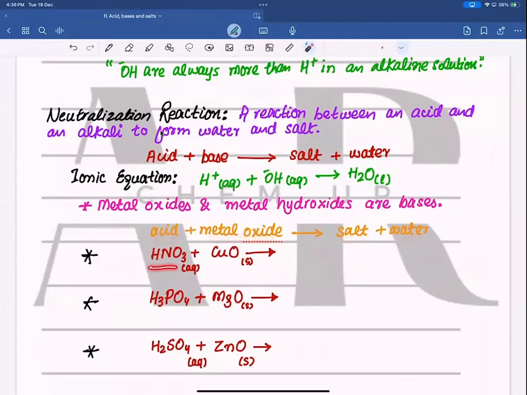So here, if you see, this is one acid, which is nitric acid. Then we have phosphoric acid, and then we have sulfuric acid. Then we have metal oxides. In the first reaction, we have copper oxide. In the second, we have magnesium oxide. And in the third one, we have zinc oxide. Okay, first copy it down, then I will show you how to make the equations.